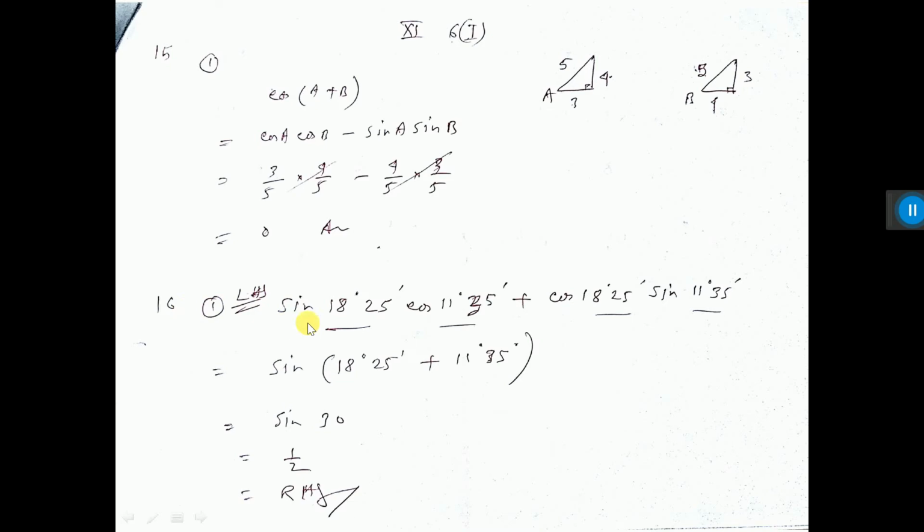Now this sum, you consider this as A, this as B. So sin A cos B plus cos A sin B, that is formula sin A plus B. If you add this, it will come 30. Now sin 30 value is half, so right hand side also half, so it is proved.